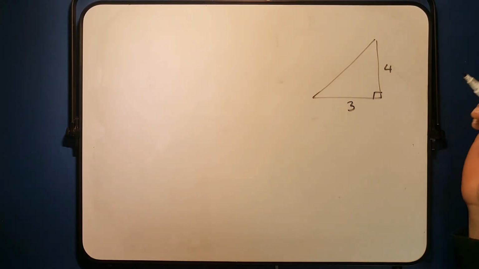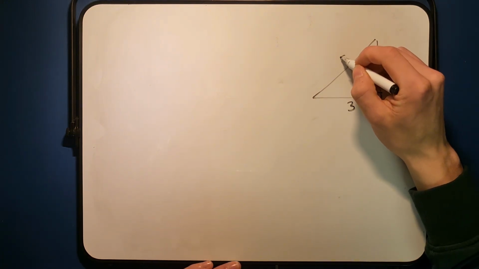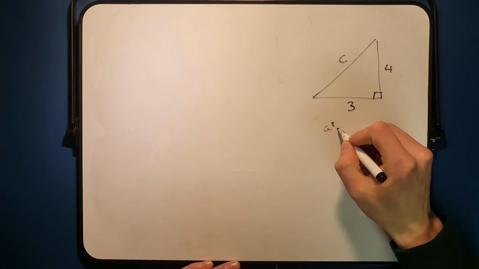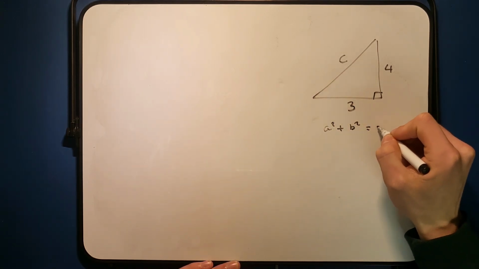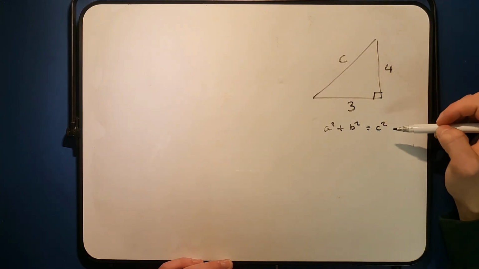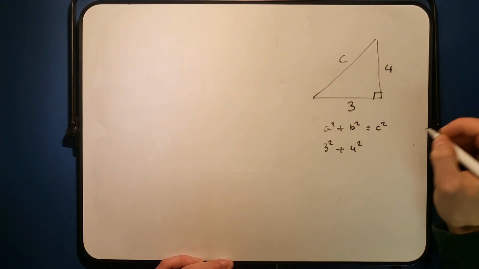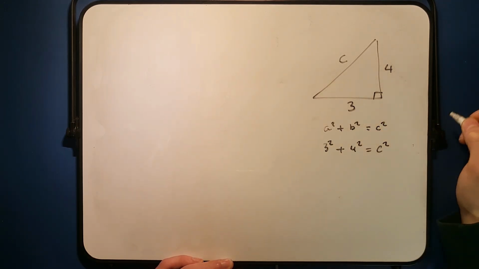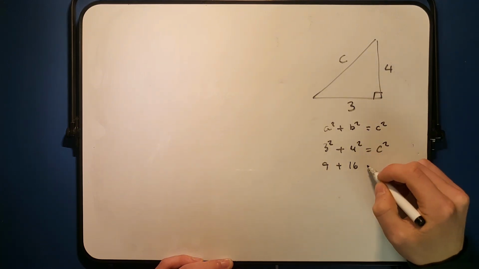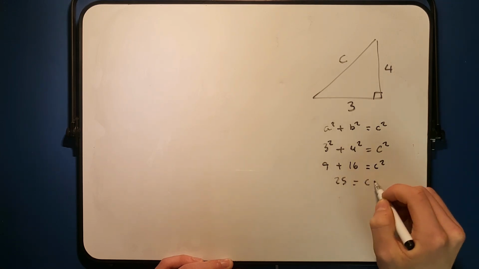Let's try an example up here. So we have 3, 4, and our unknown value. So we can call this c already. So let's first write out the equation. a squared plus b squared is equal to c squared. So let's plug in our values here and then solve for c. So we're going to get 3 squared plus 4 squared is equal to c squared. 3 squared is equal to 9. 4 squared is equal to 16. Add these two together, that gives us 25 is equal to c squared.